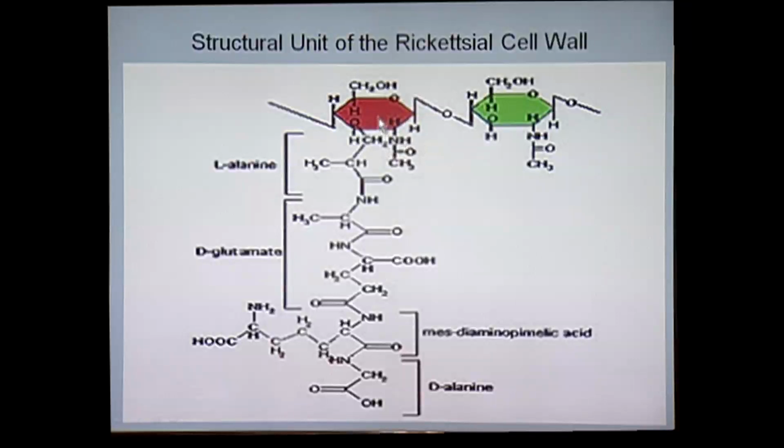It has the normal NAG-NAM connected by glycoside linkage, having the L-alanine, the glutamate, the meso-diaminopimelic acid and D-alanine. But there is no teichoic acid, and this particular organism is pathogenic. It will enter the cell and will cause definite symptoms.